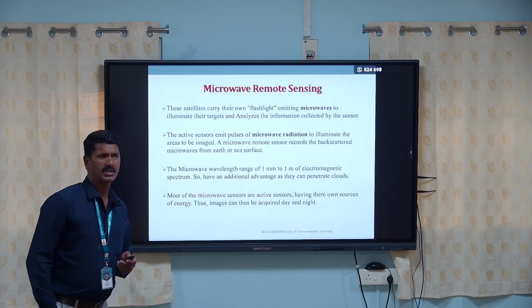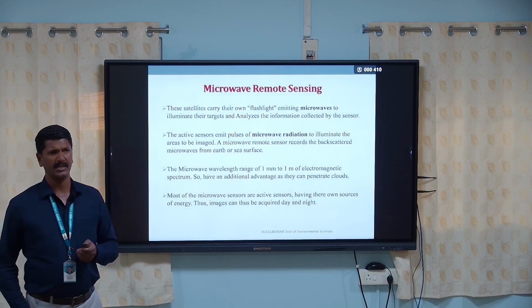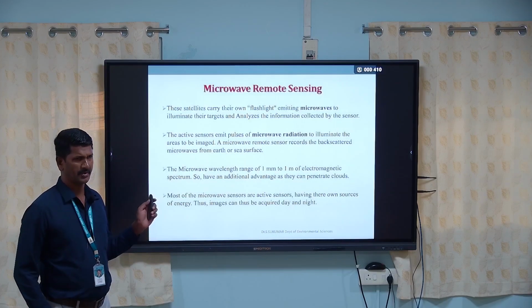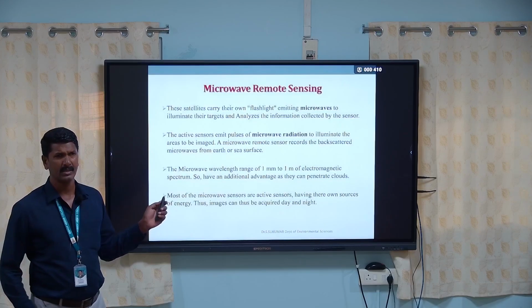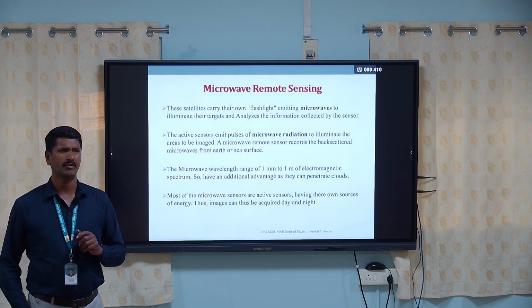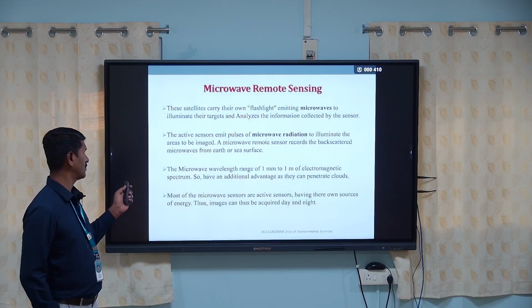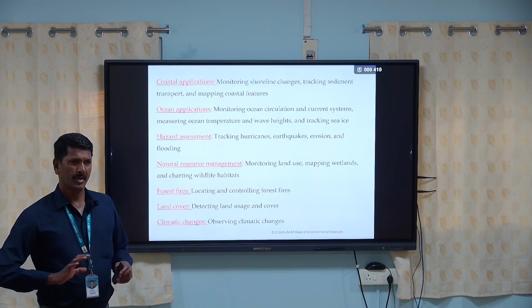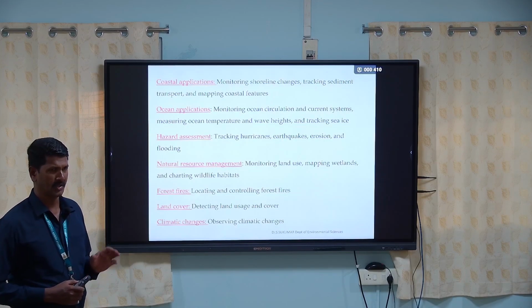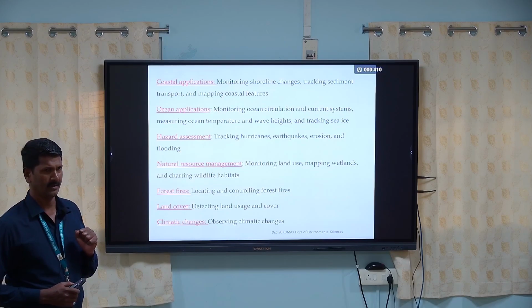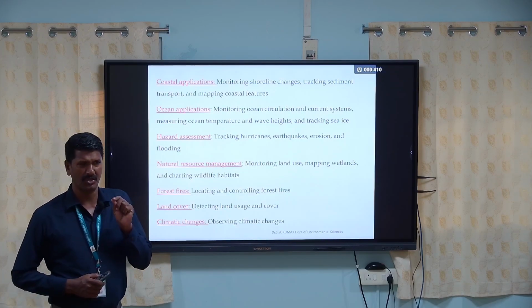Then remote sensing technology is classified into two major types: microwave remote sensing and thermal remote sensing. In our environmental science department, microwave remote sensing is mainly used. The application of remote sensing technology is very useful for our students, especially environmental monitoring students.